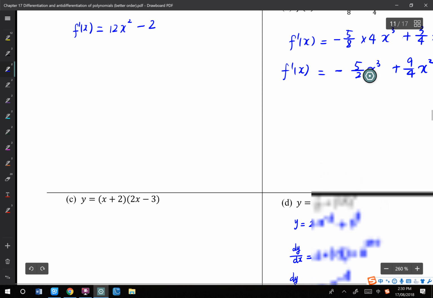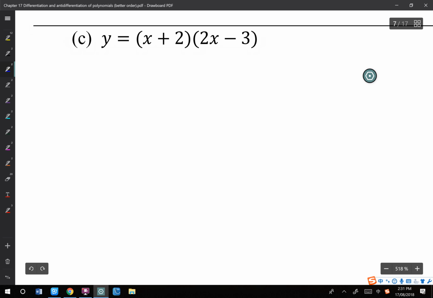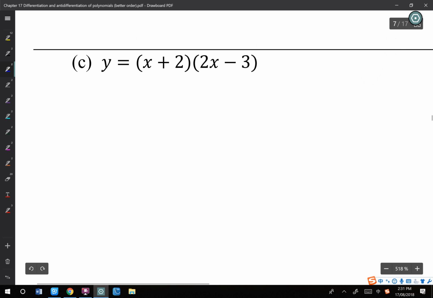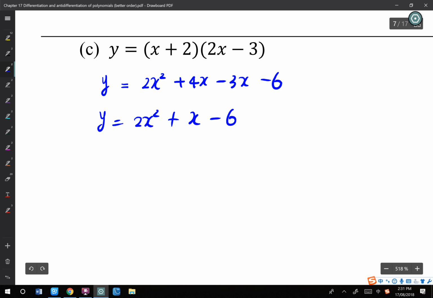So, I have gone through examples A and B with you already. If you look at C, that's a function times a function. So that doesn't work. If that doesn't work, you need to first rearrange the equation until you can find the gradient function. So I'll still write y. You don't differentiate that yet. You're just expanding. So this is 2x squared plus 4x minus 3x minus 6. Further, just simplify: minus x plus x, and minus 6. So this form is good enough.